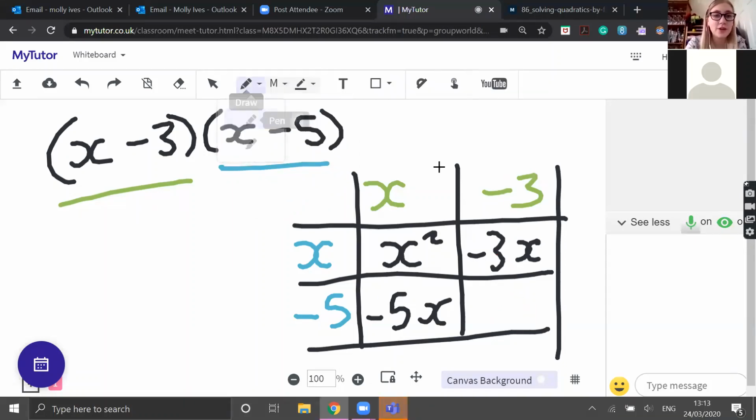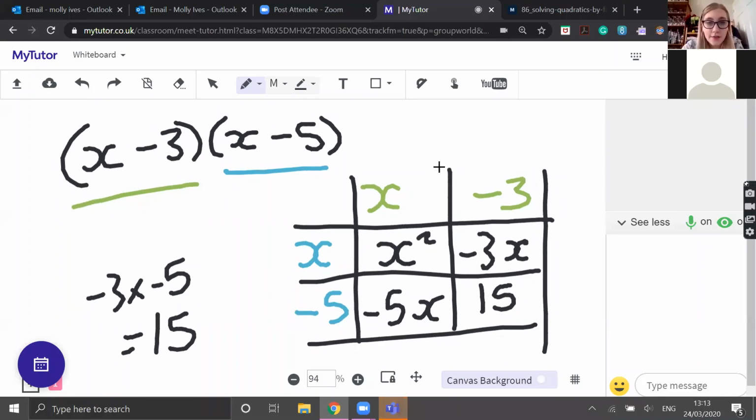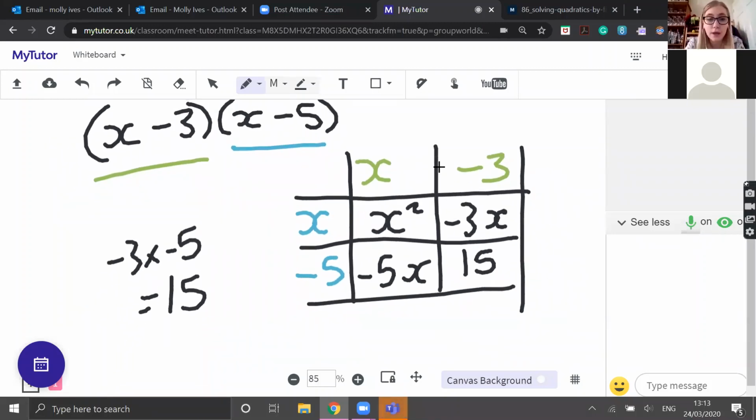So this one's a bit tricky. Minus 3 times minus 5. When we multiply two negatives, they cancel out and they make a positive. So minus 3 times minus 5 is actually positive 15. And then the grid method, you just whack everything together that's in that grid. So you add it all. So x squared minus 3x minus 5x plus 15. Smush it all into one.